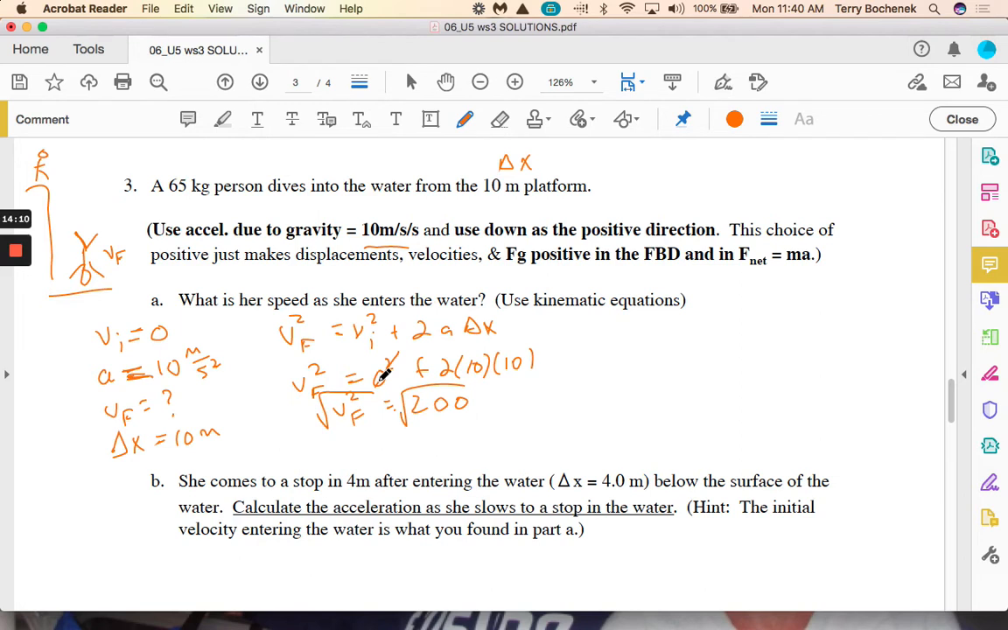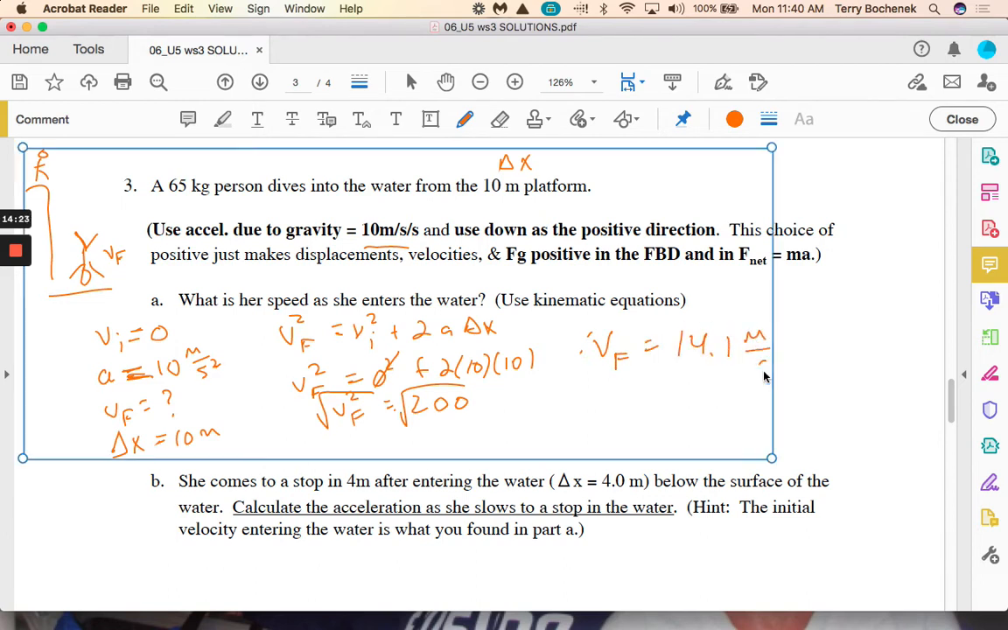14.4, if I remember off the top of my head. Checking real quick, 14.14. So I'll just call it 14.1 meters per second.